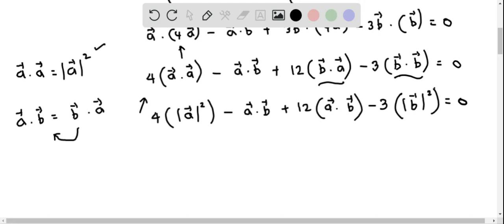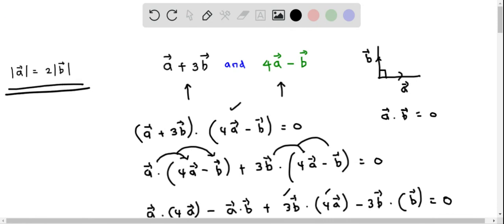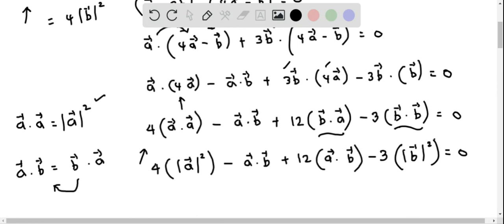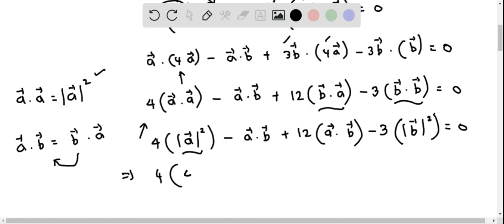Let's simplify this further. We are also given that magnitude of a vector equals 2 times magnitude of b vector. So we can square both sides. That is, magnitude of a vector squared equals 2 times magnitude of b vector squared, which is 2 squared, 4, times magnitude of b squared. So we replace magnitude of a vector squared with 4 times magnitude of b squared. Let's replace it over here. This gives 4 times 4 times magnitude of b squared, minus, we see that here we have 12 times a dot b minus 1 times a dot b. When we do the subtraction, we get plus 11 times a dot b.